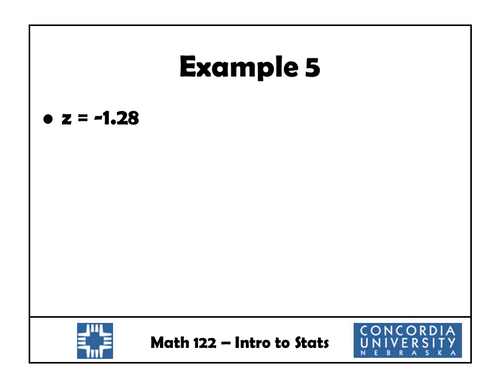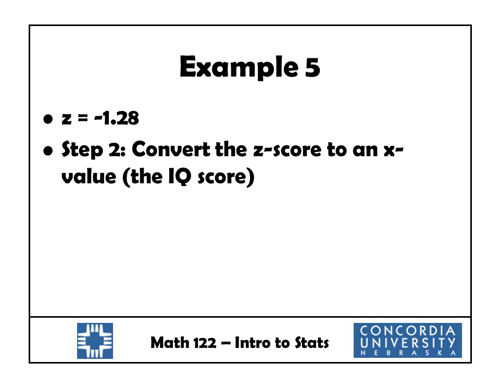So there's our z-score. Now we're not done yet because we're not interested in a z-score, we're interested in an x value, which is the IQ score. So step 2 is to convert that z-score into an x value. We do that with a formula that's equivalent to the formula for z-score, only here we've solved that formula for x. So x is mu plus z times sigma.